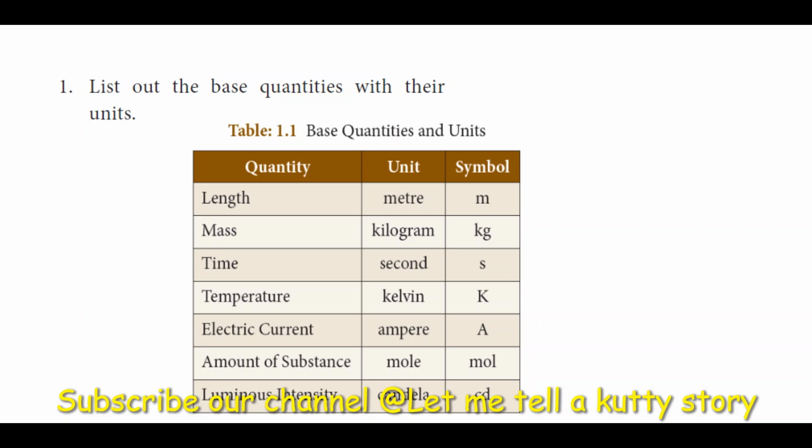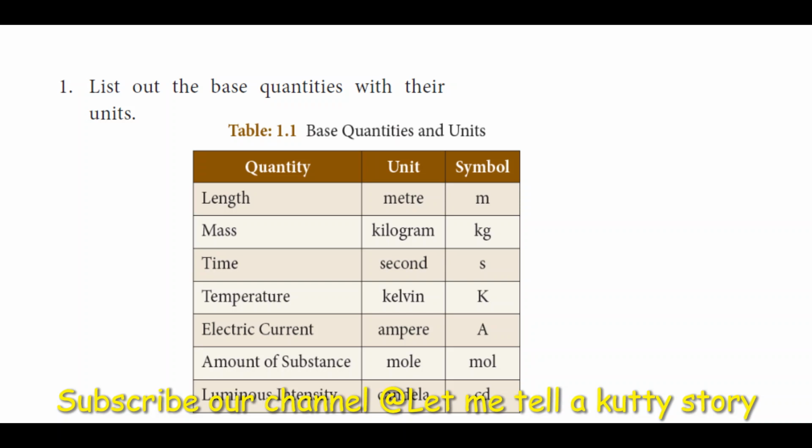Fourth is temperature. Unit is Kelvin and symbol is K. Fifth one is electric current. Unit is ampere and symbol is A. Sixth one is amount of substance. Unit is mole and symbol is mol. Seventh is luminous intensity. Unit is candela and symbol is cd.